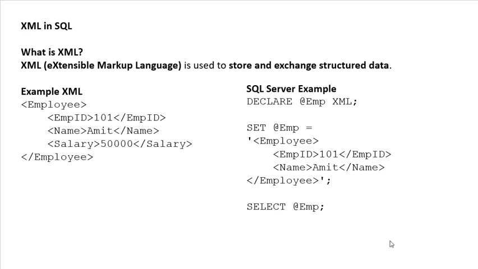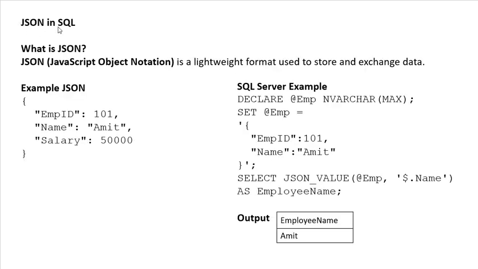And JSON in SQL. What is JSON? JSON is JavaScript Object Notation, a lightweight format used to store and exchange data. For example, in JSON, inside curly braces, in double quotes the employee ID, a colon, 101, a comma, then in double quotes the name, a colon, in double quotes Amit, a comma, and in double quotes salary, a colon, 50,000.